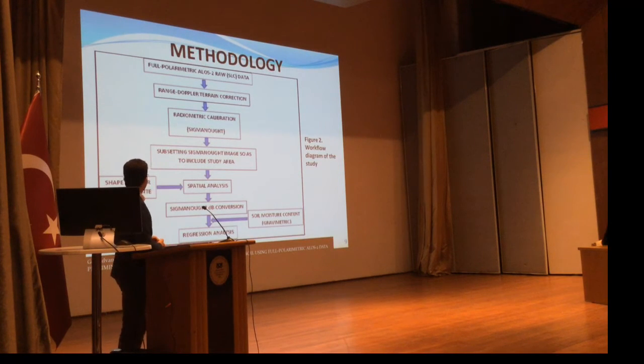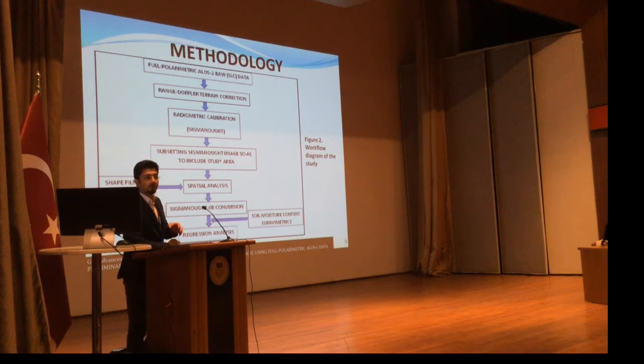And this is the workflow of our study. We had full polarimetric LS2 data. Firstly, terrain correction, or we can say geometric correction, was applied, and then radiometric correction was applied. As you know, in SAR image, we have generally 3 radiometric corrections, namely beta nought, gamma nought, and sigma nought. And if you are dealing with the surface of the Earth, you should use sigma nought value. That's why we use sigma nought value. We also call it backscattering coefficient.